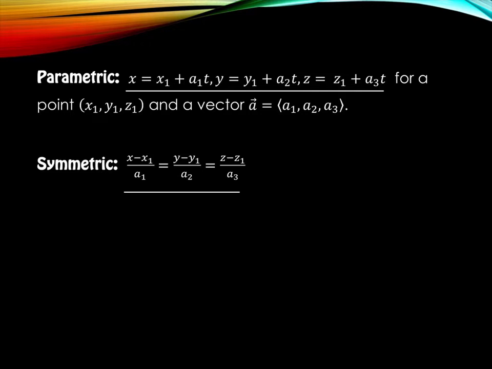The third one is the symmetric form of the line, and it is in fact a triple equation: x minus x1 over a1, y minus y1 over a2, and then z minus z1 over a3. And if you take a look at the representation between these two, what you'll see is that if you take each of these and solve them for t, they create what's showing up in the symmetric form below. So each one of those is really just set equal to t, so they're set equal to one another.